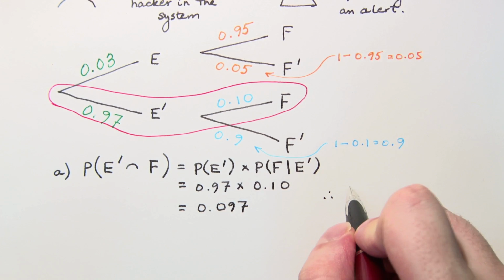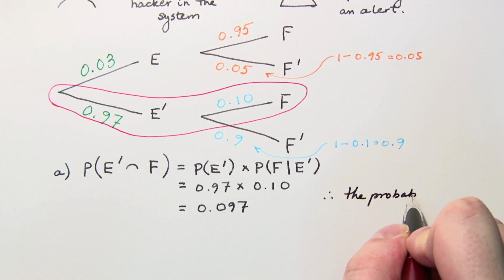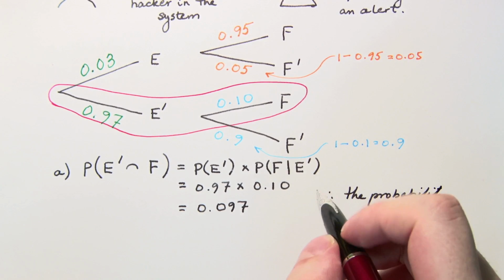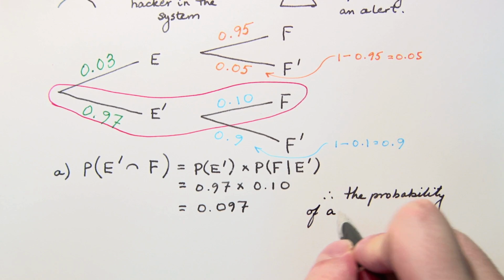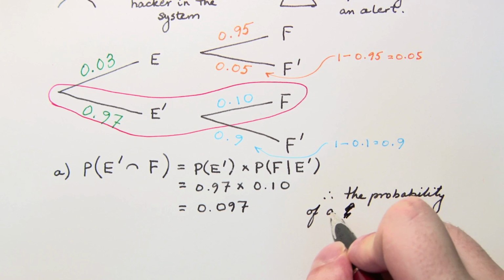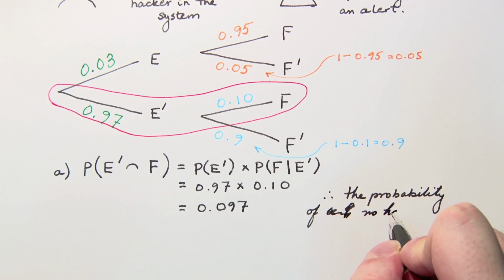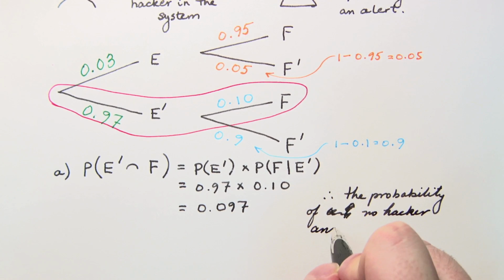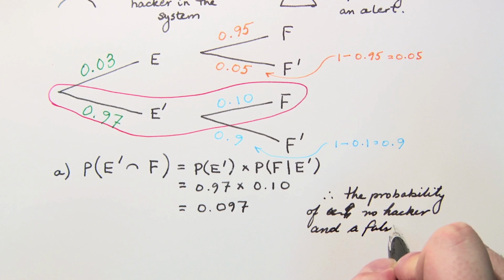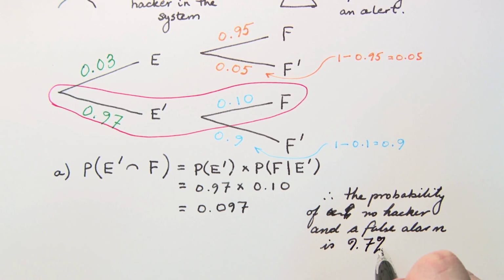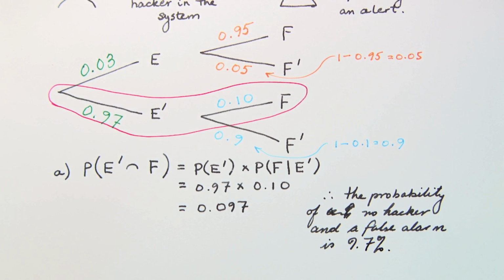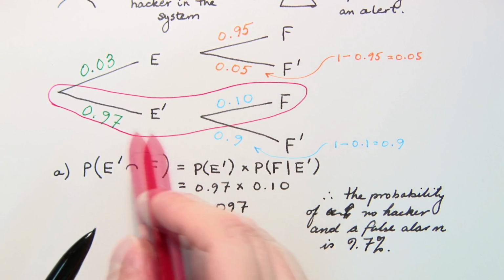So, therefore, the probability of no hacker and a false alarm is about 9.7%. Okay, so this is this area right here.